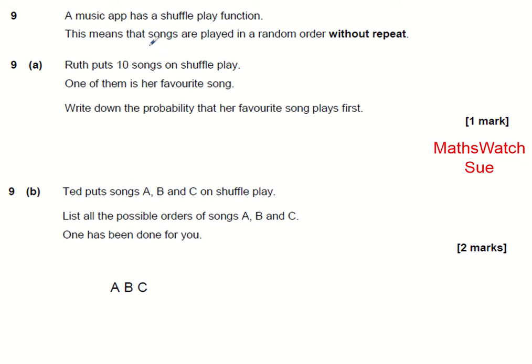Well, out of those 10 songs, only one of them is her favourite, so the probability that her favourite song plays first is that one song out of a total of 10 possible songs. That answer will be accepted as 1 over 10. It will also be accepted as 0.1. It will also be accepted as 10%. Those are all equivalent to each other.